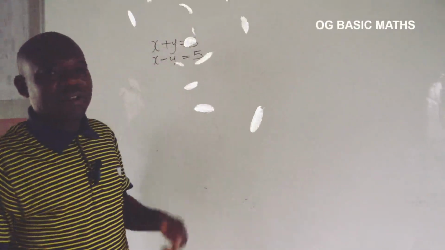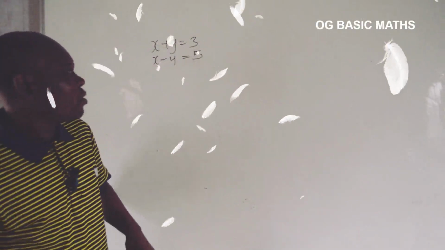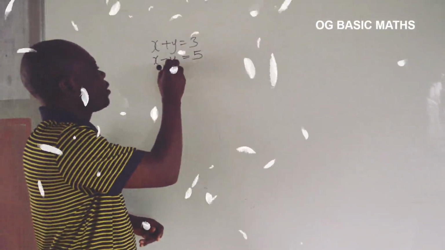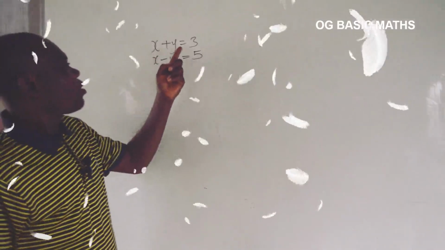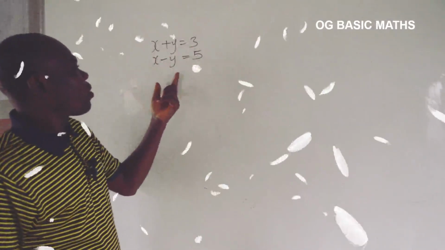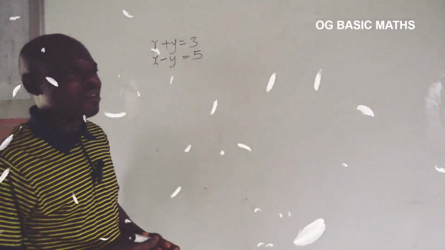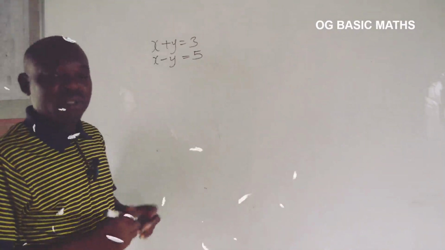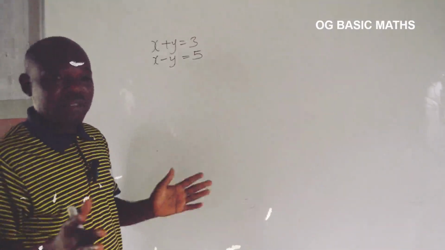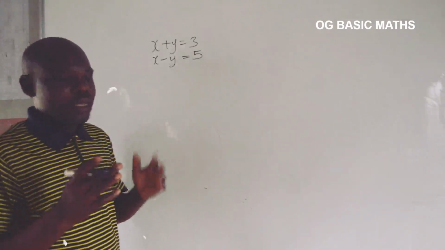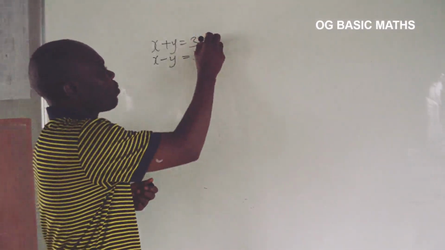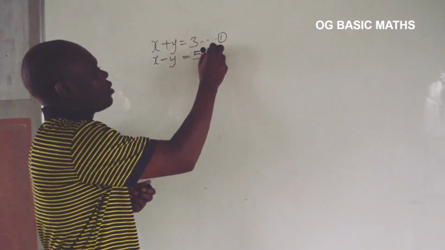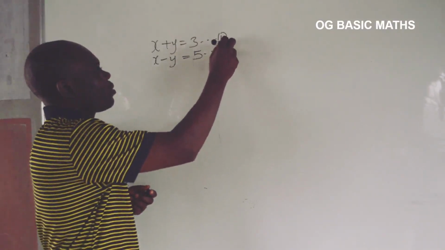Let's get this simultaneous equation resolved. What we have here is x plus y equals 3, x minus y equals 5. We have to get this resolved simultaneously to solve them together. Simultaneous means doing two things together. So we call this equation 1, of course, and this is equation 2.